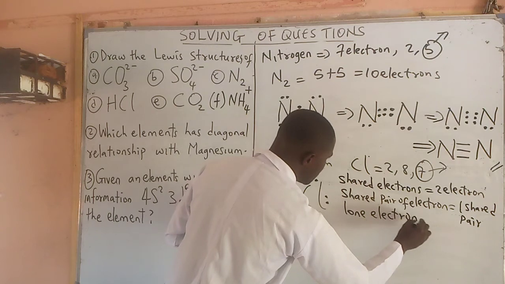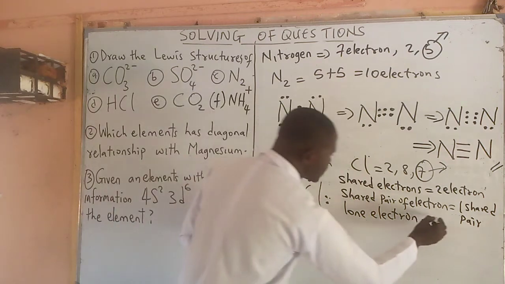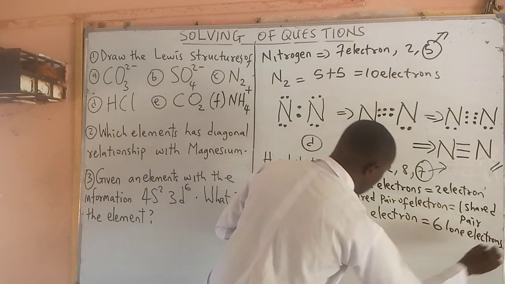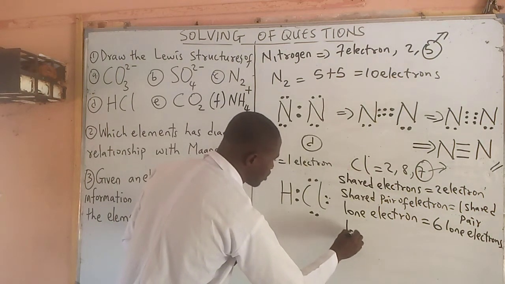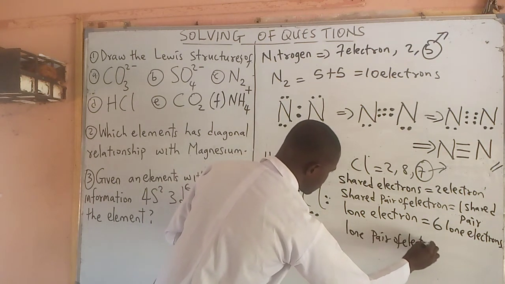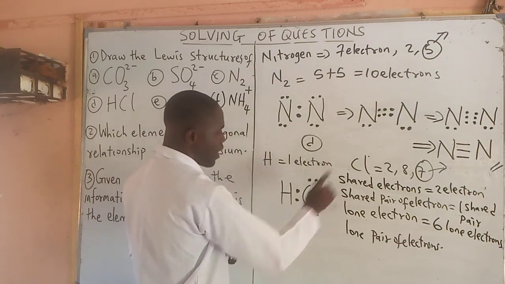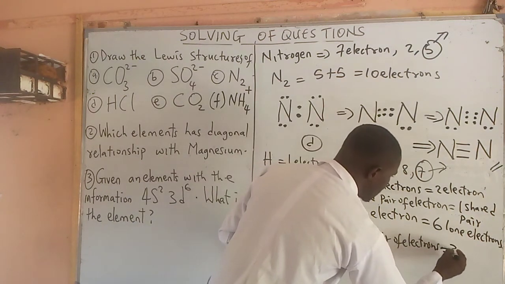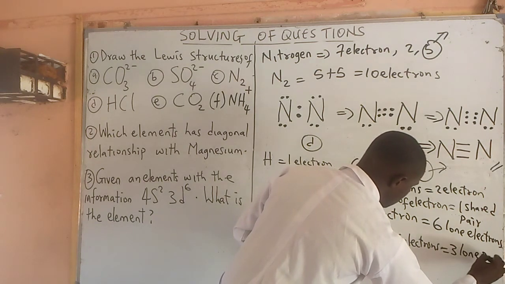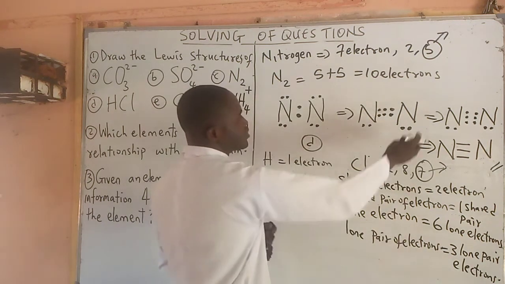Then if they say how many lone electrons? How many lone electrons means which ones do they not have in common? This one is on its own. So they have 6 lone electrons. Then when they say how many lone pair electrons? These 2 electrons make up 1 pair, these 2 electrons 1 pair, these 2 electrons 1 pair. So you have 3 lone pair electrons. That is also the same with this.